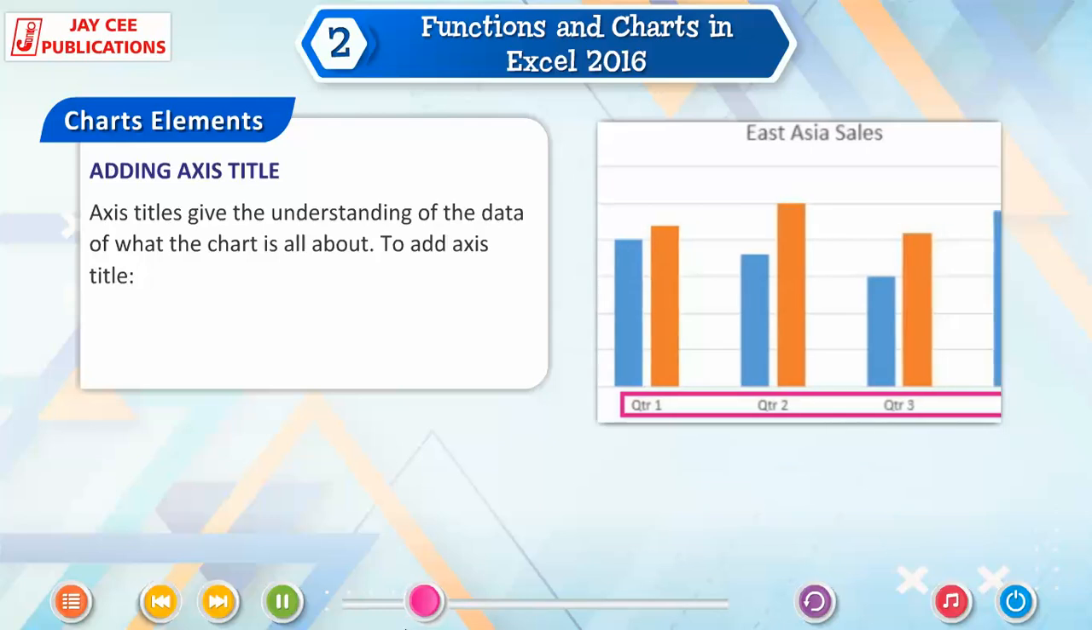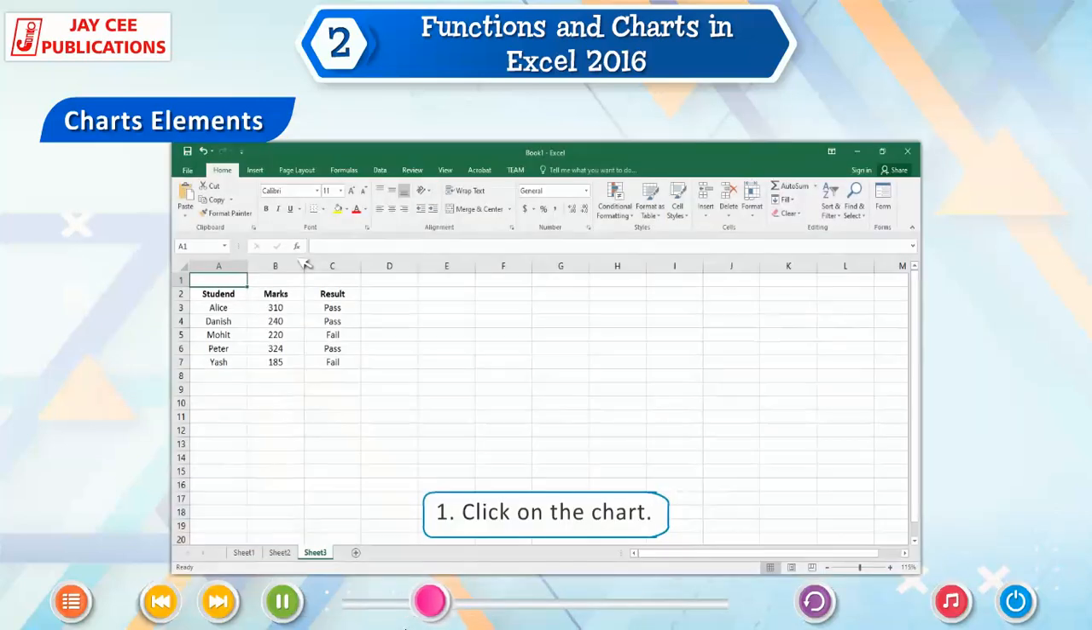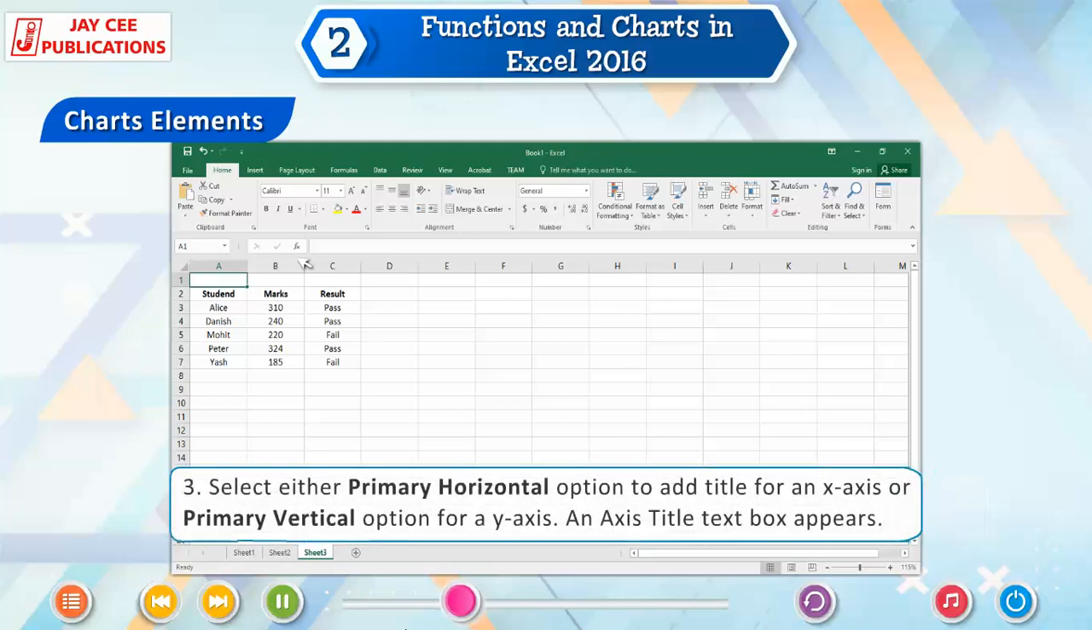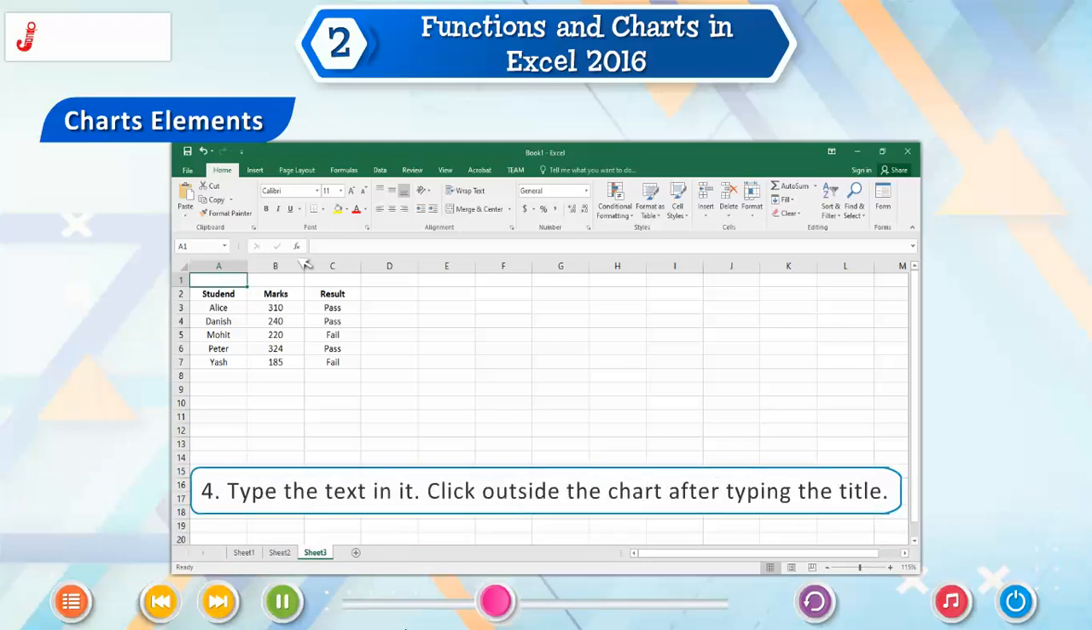To add axis title, 1. Click on the chart. 2. Click on Add Chart Element, Axis Title option from Chart Layouts group on Chart Design tab. 3. Select either primary horizontal option to add title for an X-axis or primary vertical option for a Y-axis. An axis title text box appears. 4. Type the text in it. Click outside the chart after typing the title.